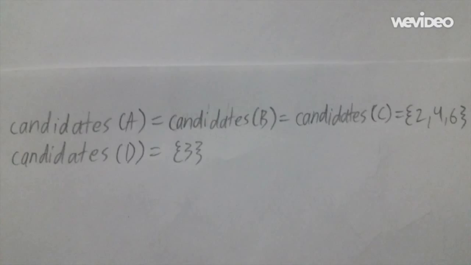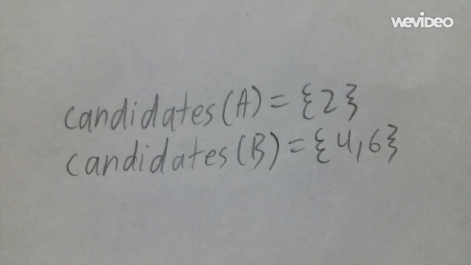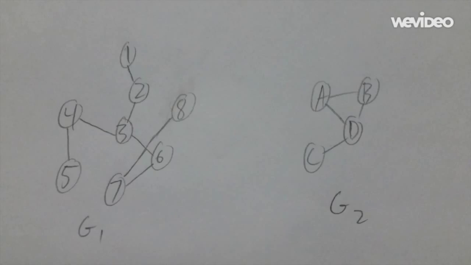If we continue to refine this way, then at the end, the candidates of A, B, and C will all be 2, 4, and 6. Now, we will test the graph for isomorphism. We set the candidates of A to be 2, and then remove that from the candidates of B and C. One neighbor of 2 is 3, which is in candidates D. This works. However, the candidates of B, 4, and 6 are not neighbors of 2. Therefore, this does not work.